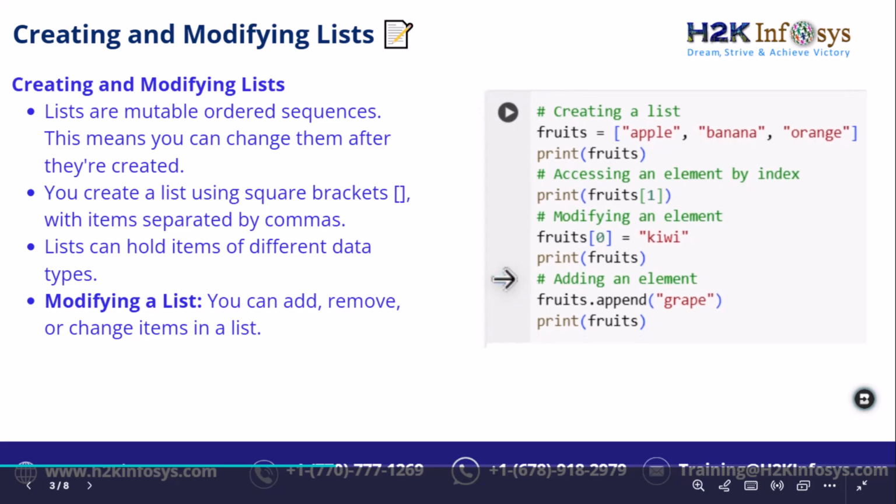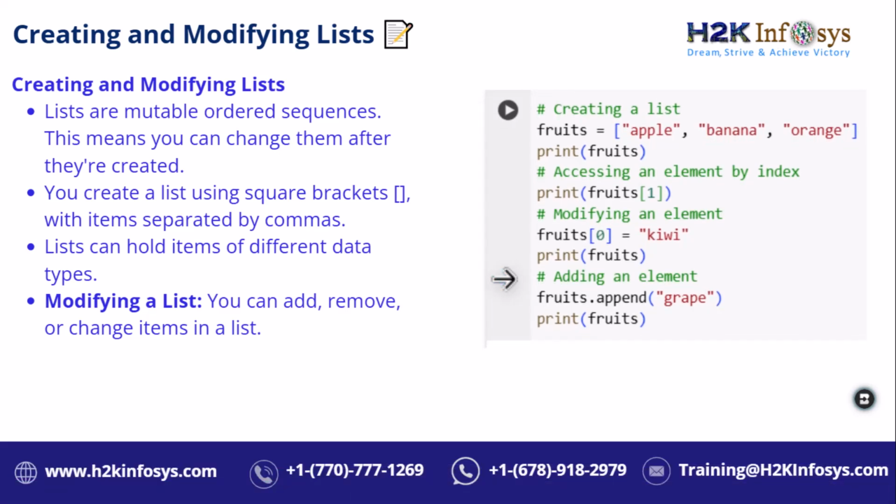Lists are mutable and it is an ordered sequence. What is the meaning of mutable? Once the list is created, it can be altered. Altered in the sense you can add items into it, or you can delete it, you can even replace it, you can access the data. So this is what the list is. In the list you can store multiple items, you can delete it, you can add it, you can replace it.